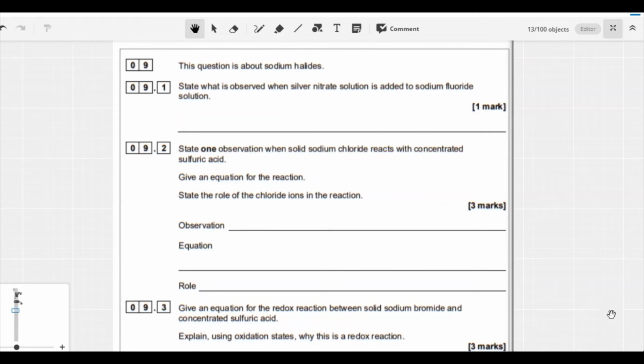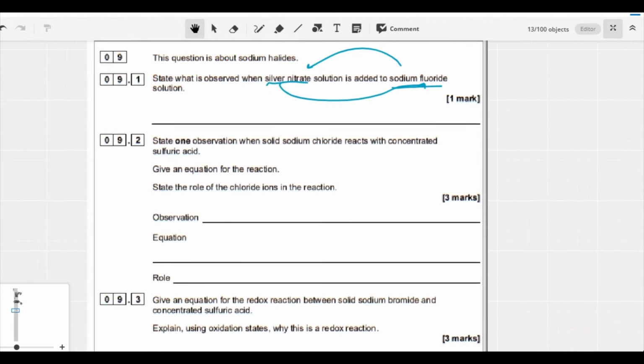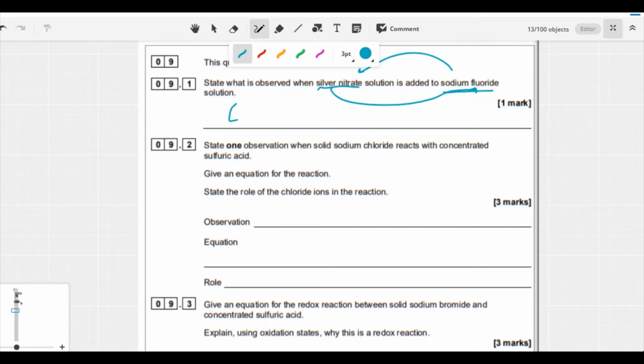Now question number 9 is about sodium halides. The question is, state what is observed when silver nitrate solution is added to sodium fluoride solution. That is about the halogens. I am going to show you, but you don't need to write the equation. The silver nitrate reacts with sodium fluoride in a double displacement reaction, forming silver fluoride and sodium nitrate. In solution form, it will make a colorless solution.